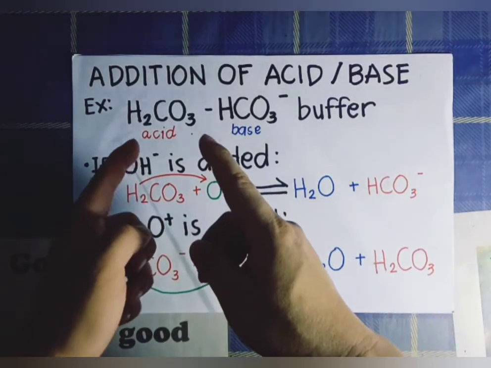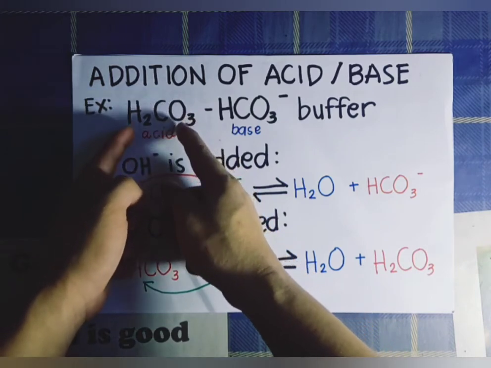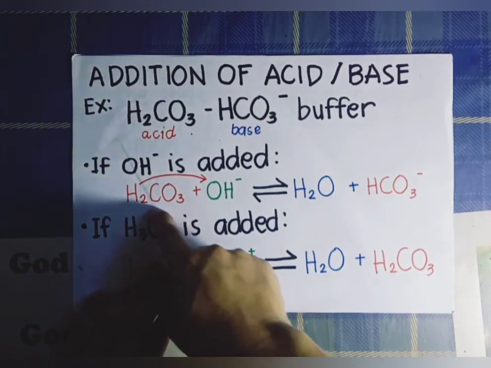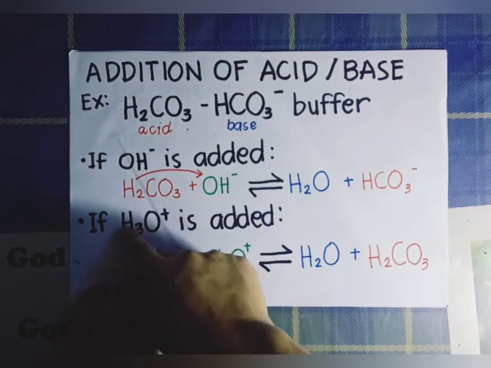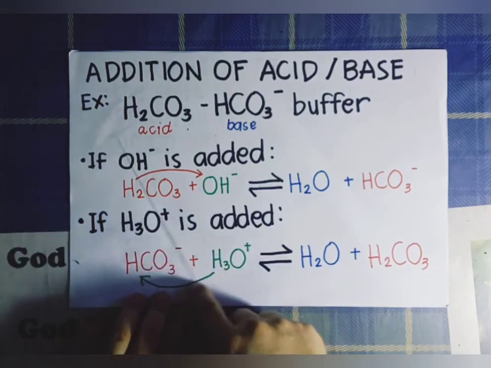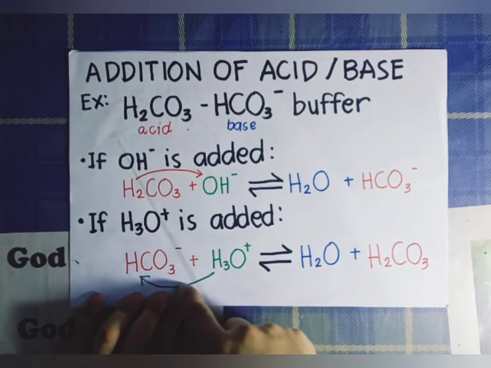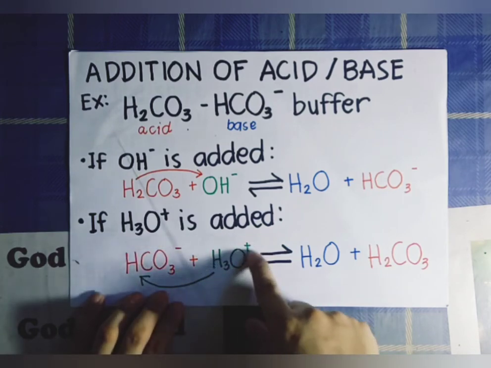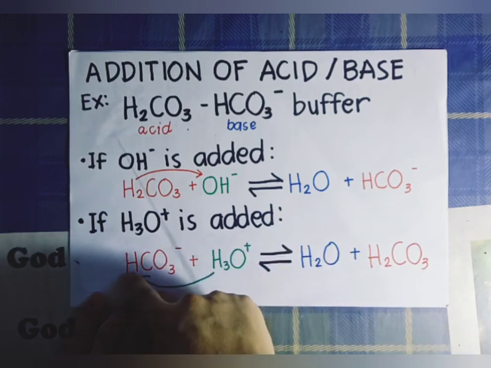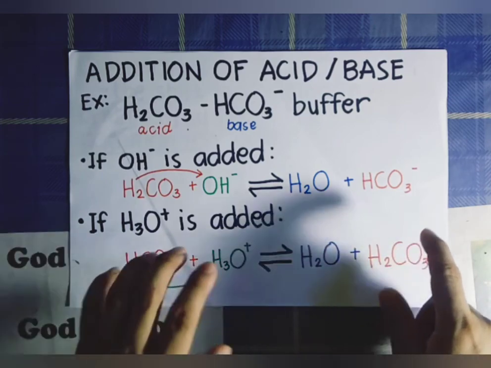Then, the one that will react against that added acid or hydronium ion is not this carbonic acid, but the base. What will happen here is that the additional hydronium ion will act as an acid, and as an acid, it will donate hydrogen to our bicarbonate ion. After the donation of hydrogen, our hydronium ion will turn into a water molecule, which is again neutral, and our bicarbonate ion will turn into carbonic acid, which was again already existing in our buffer solution.